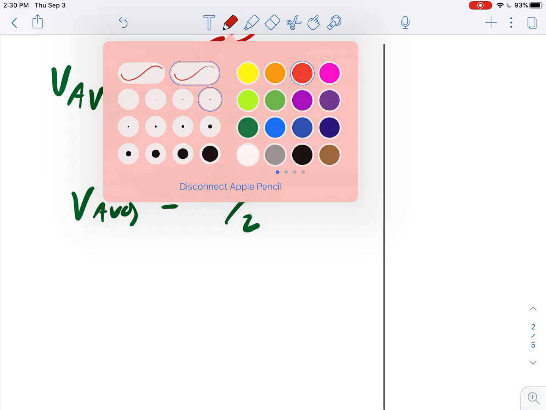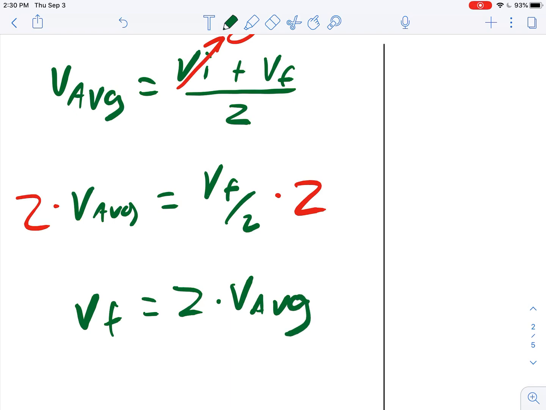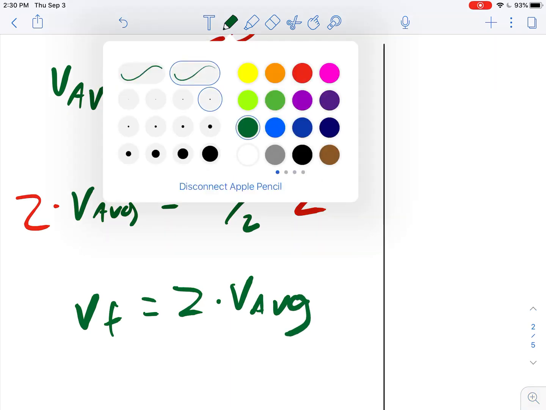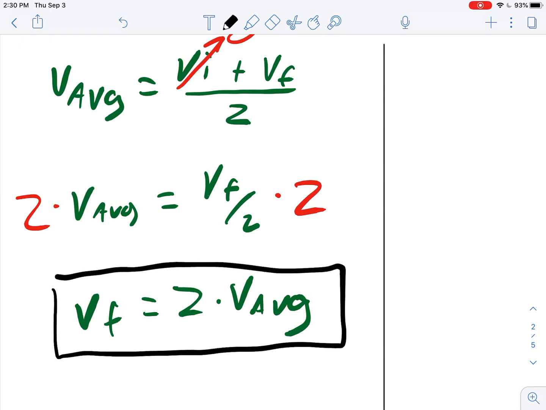If I do a little bit of algebra, I can manipulate it to get that 2 out of the denominator, and then I'm just going to rewrite this because this is going to be a convenient iteration of the formula. So VF is equal to 2 times V average. And that's kind of important, so I'm going to circle this because this is going to come up a lot in class.